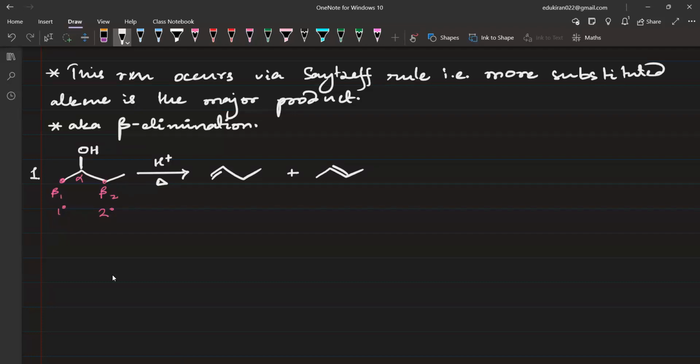Obviously, which one will be major? Tell me, guys. कुछ याद है तो? First या second? कौन सा major होगा? Which will be major product? More substituted वाला बताइए.